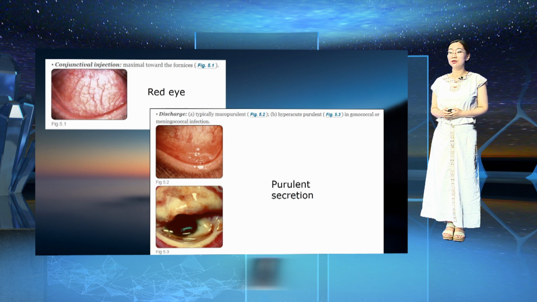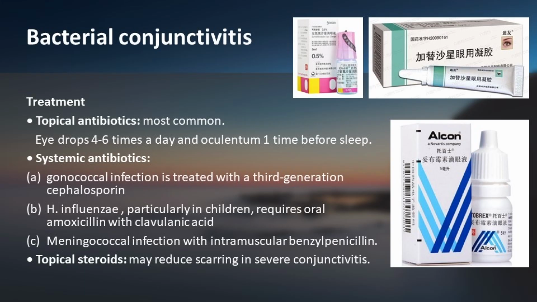The second picture, this white line is typically mucopurulent. And in the picture below, we can see a large amount of purulent secretion all over the conjunctiva. We call it hyperacute purulent, which needs treatment as soon as possible. Treatment: eye drops 4 to 6 times a day, and oculentum 1 time before sleep. In severe cases, use systemic antibiotics and topical steroids.